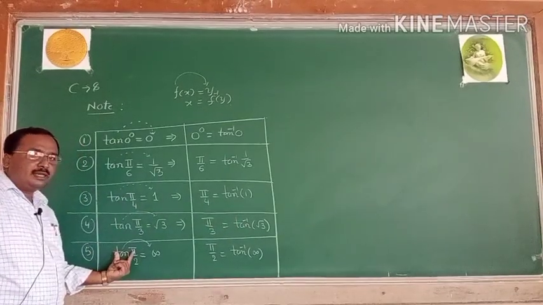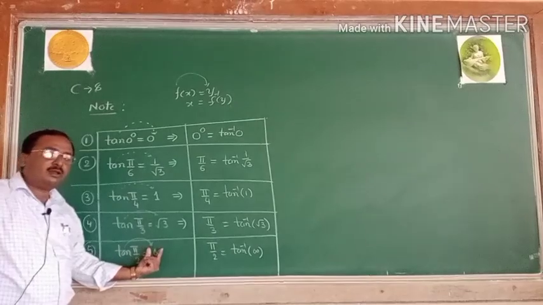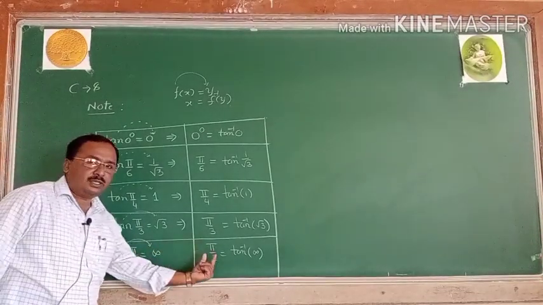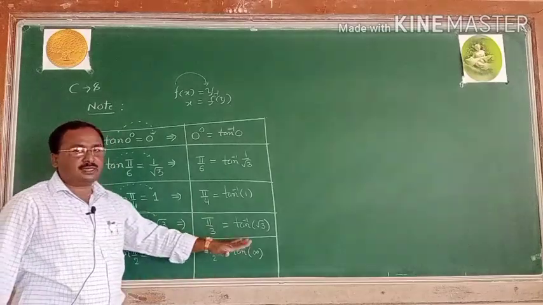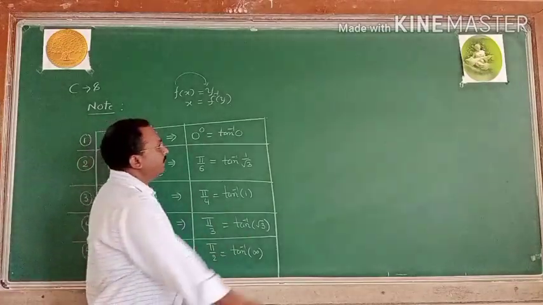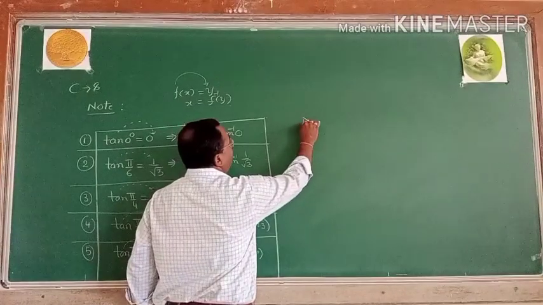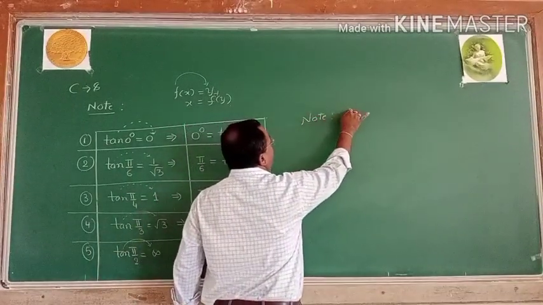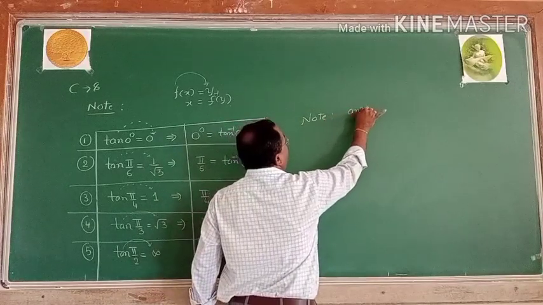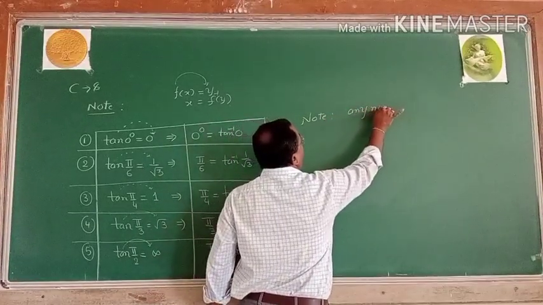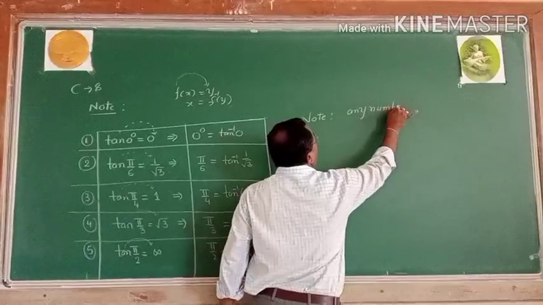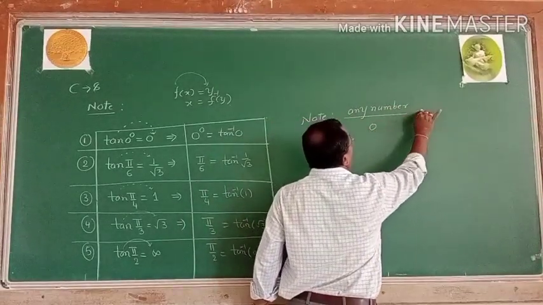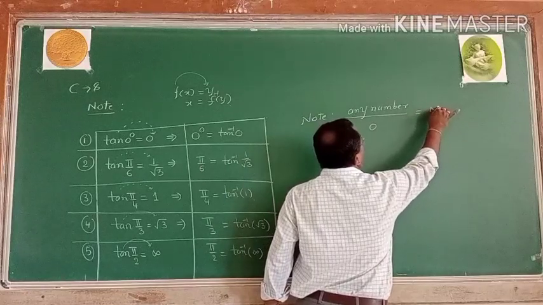Tan 90 degree, tan pi by 2 is not defined. Not defined meaning is what? Infinity. That is pi by 2 is tan inverse infinity. Keep in your mind one note: any number divided by 0, meaning is what? Not defined. Not defined means infinity.